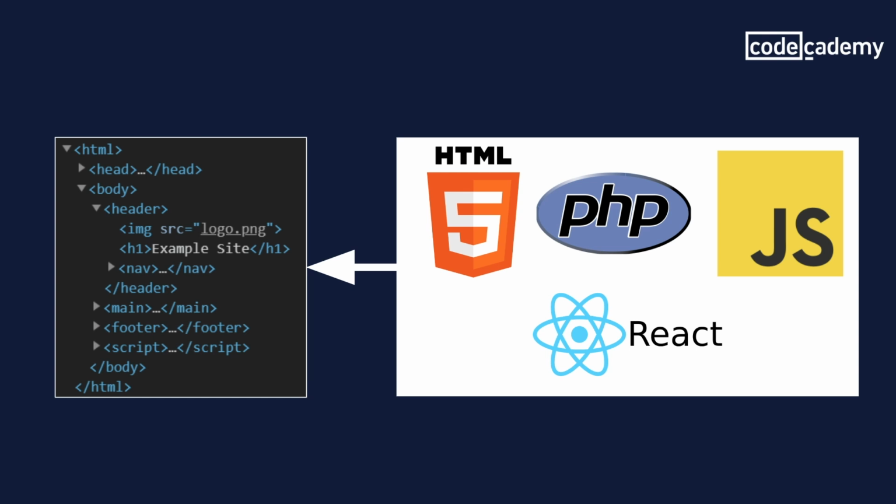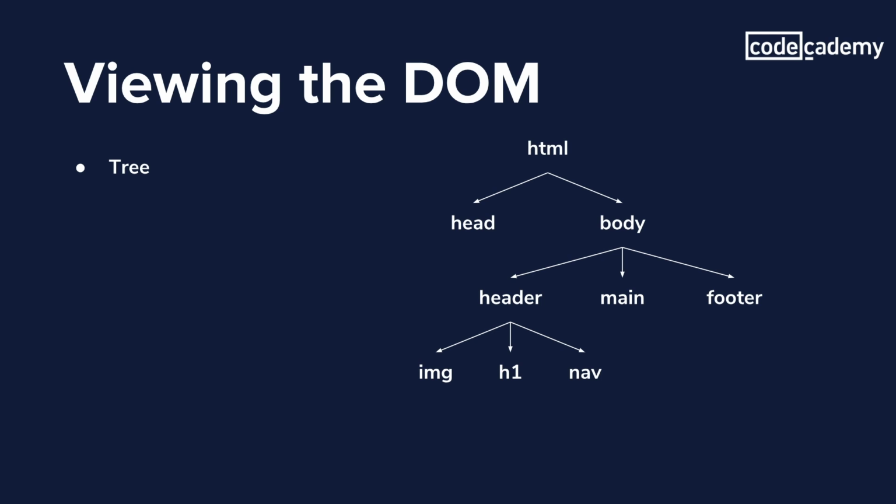So the DOM isn't HTML. The DOM can be represented by HTML, just like it can be represented by the tree graph. These are formats that the DOM can be viewed in, but the DOM itself is the underlying data structure of objects that make up the document. Let's take a look at some ways to view the DOM. As we've seen, we can represent the DOM with this tree graph.